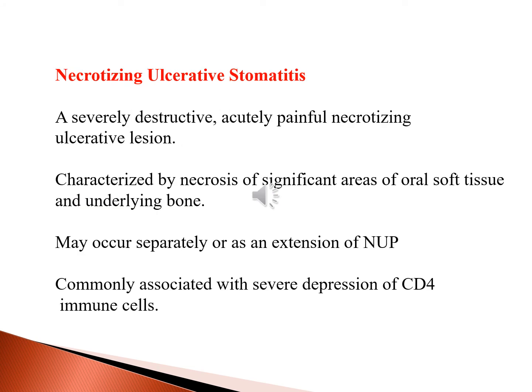The next common necrotizing lesion is necrotizing ulcerative stomatitis. It's a very severely destructive and very painful necrotizing lesion. It's characterized by necrosis of significant areas of oral tissues and underlying bone. It can occur separately or as an extension of necrotizing ulcerative periodontal lesions, and such lesions are seen when there is a severe depletion of CD4 immune cells.